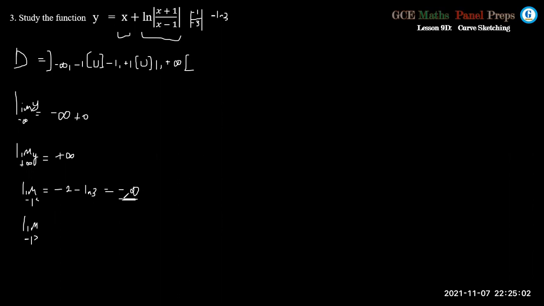So, the limit as x tends to negative 1. Look at it from the domain of definition. x should not be equal to negative 1, right? Since x should not be equal to negative 1, it means that the function is not defined there. Therefore, if you take the limit as x tends to negative 1, it will be infinity.